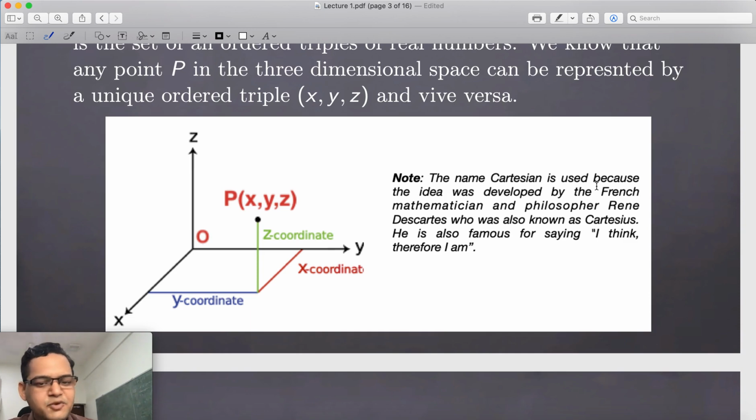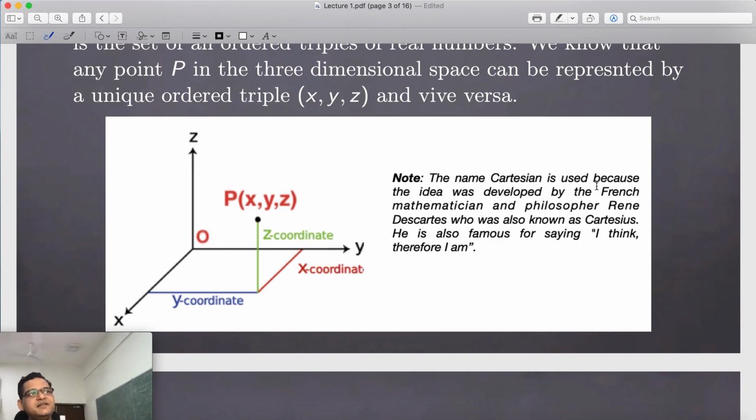Now any point in your room can be described this way: you move x units in the direction of x, then y units in the direction of y, and then z units in the direction of z, and you reach that point. And this process is reversible. If I take any point in the space or in your room, you can get what is x, what is y, and what is z with this reference point. This is how we denote any point in space.